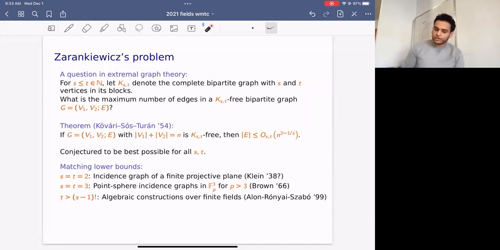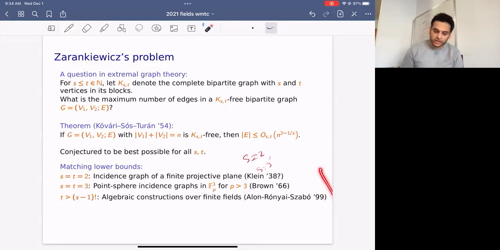And then there are algebraic constructions over other finite fields. This is a result by Alon, Rónyai, and Szabó from '99. And that only works when t is much, much larger than s, so t is bigger than (s-1) factorial. And yeah, so that's essentially all we know. I think we also know that when s is 2 and t can be anything, and s is 3, then we have more constructions that show tightness. But other than that, not too much.